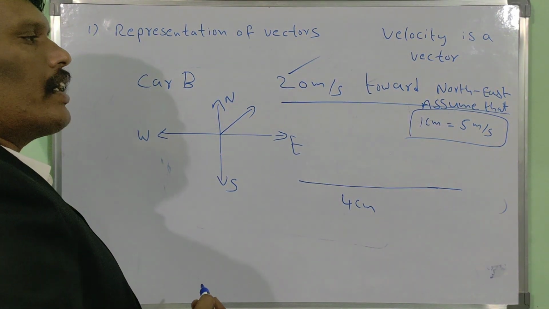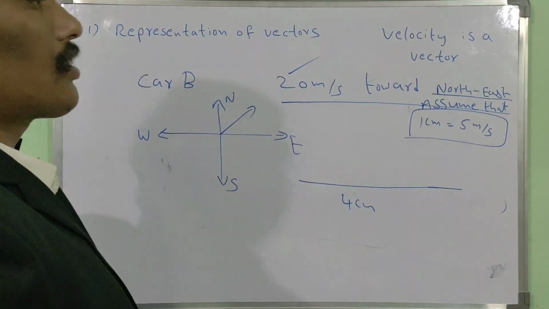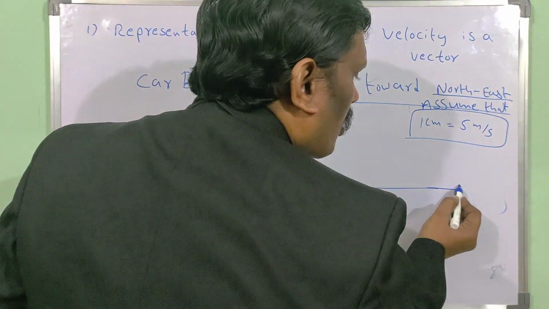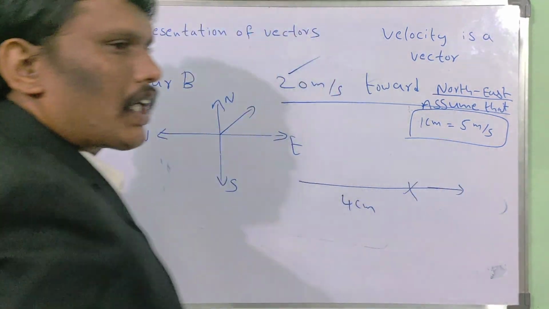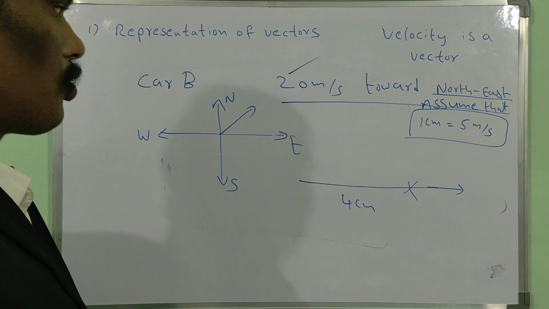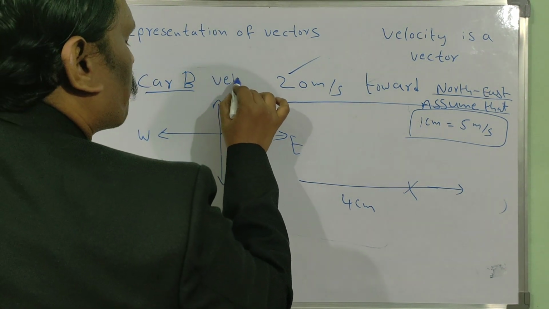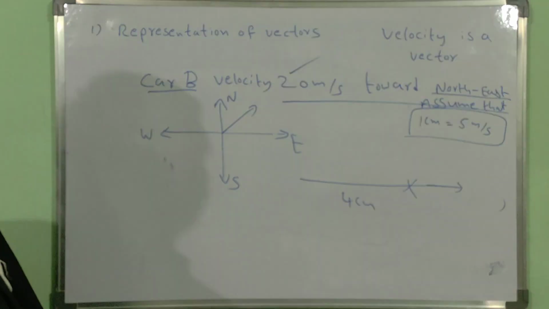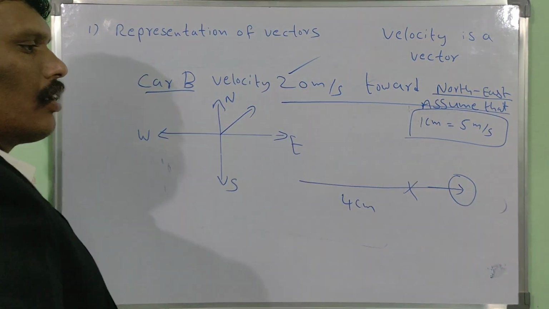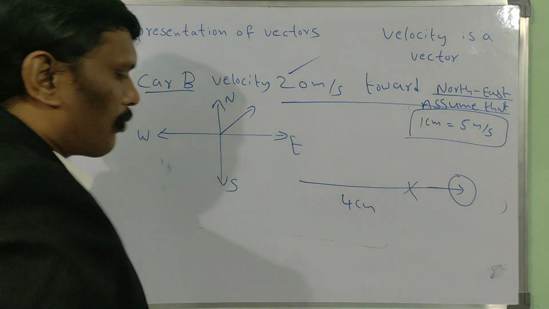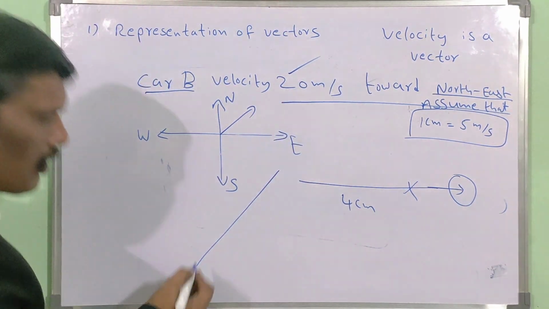But the arrowhead we need to represent in which direction? Northeast direction. If I mention the arrowhead or tip like this, the arrowhead points towards the east, so this is not our required vector to represent the car B velocity. So how to represent car B velocity? We need to draw the arrowhead or tip pointing towards the northeast. This is the northeast direction, so take the northeast direction like this.